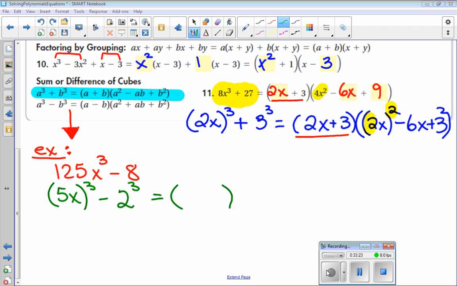So we have 2 factors. The first one's a short little factor. It's just A minus B. So it's going to be 5x minus 2. Done.